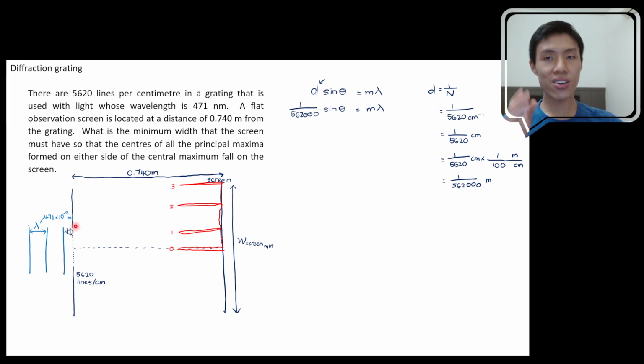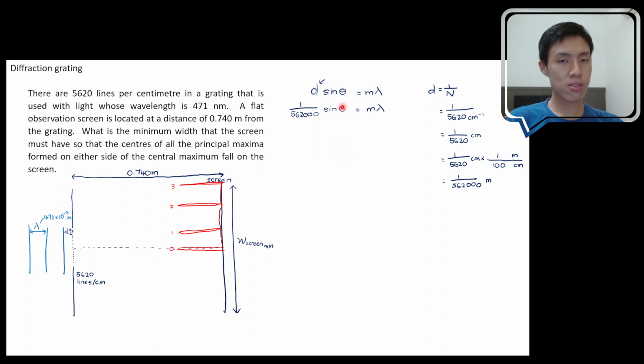Once you reach 90 degrees, that maxima can never be formed on the screen because your screen is somewhere on the right hand side. So if you want that maxima to arrive at the screen, you must have an angle that is less than 90 degrees. Or in other words, the maximum angle that can be spanned is from 0 degree until 90 degree for our diffraction pattern. So the maximum theta that we can have is 90 degree.